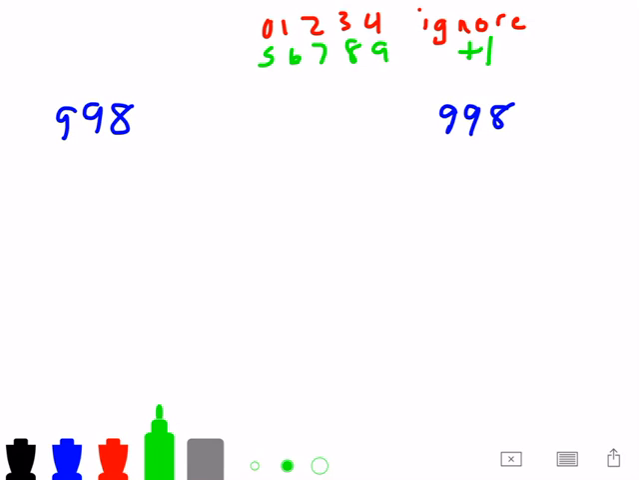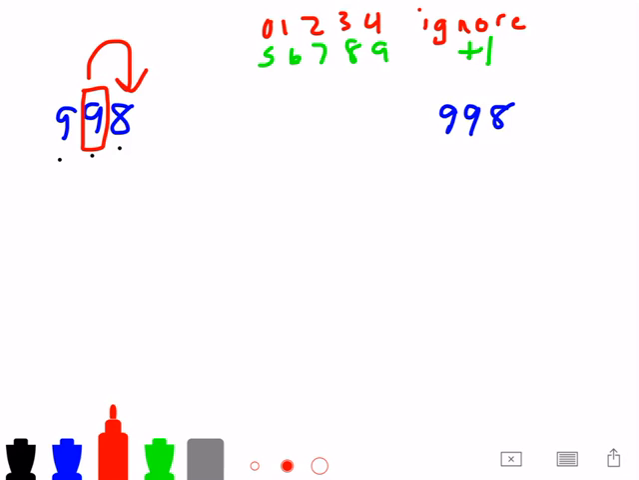So the first thing I'm going to do is determine which number is in which place. Starting from the right, I've got an 8 in the ones place, a 9 in the tens place, and a 9 in the hundreds place. I'm going to start with the tens place because I'm rounding to the nearest 10. So there's the number in the tens place, and I'm going to look right next door.